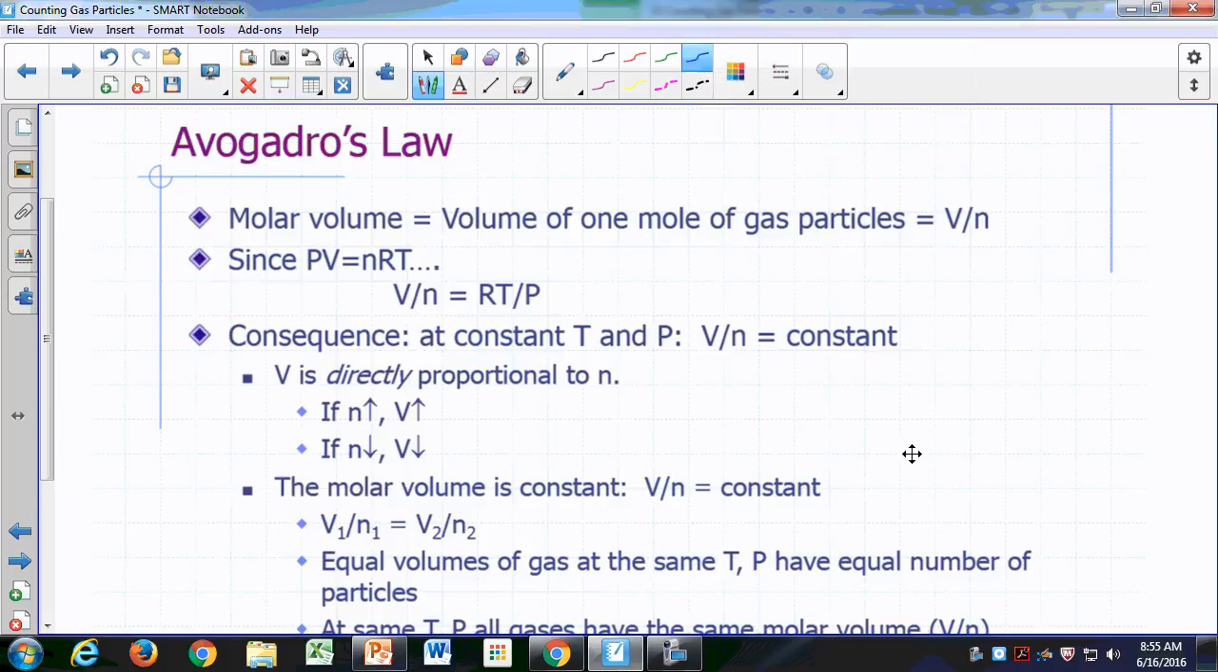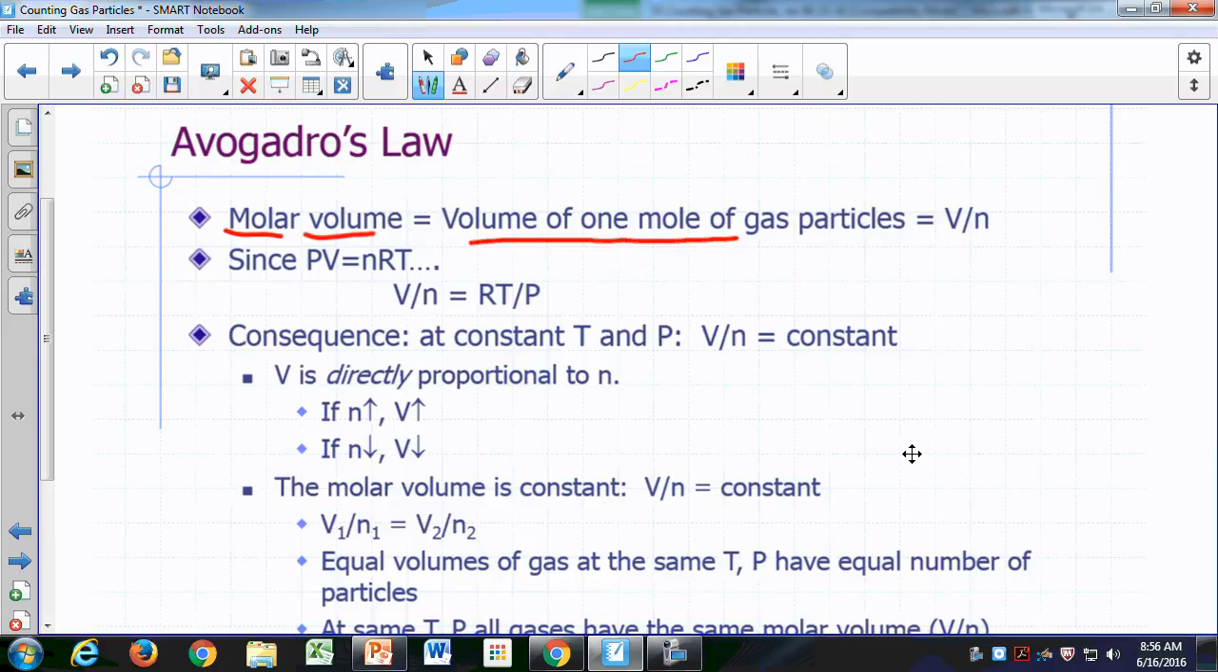When you use the adjective molar in front of any word, that means per mole. Like molar mass is grams per mole, mass per mole. So when we say molar volume, we mean the volume per mole. So the volume of 1 mole of gas particles would be the molar volume of a gas.